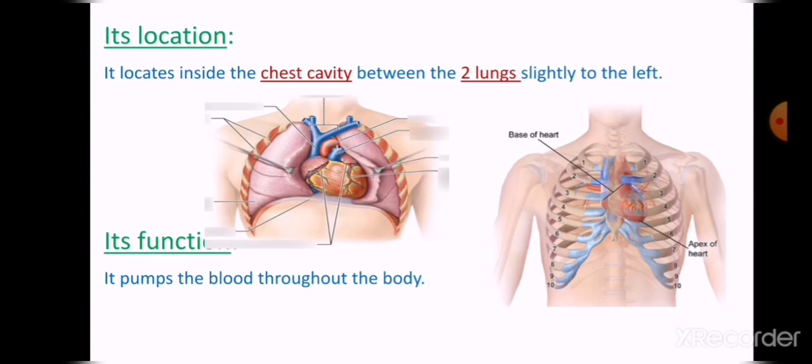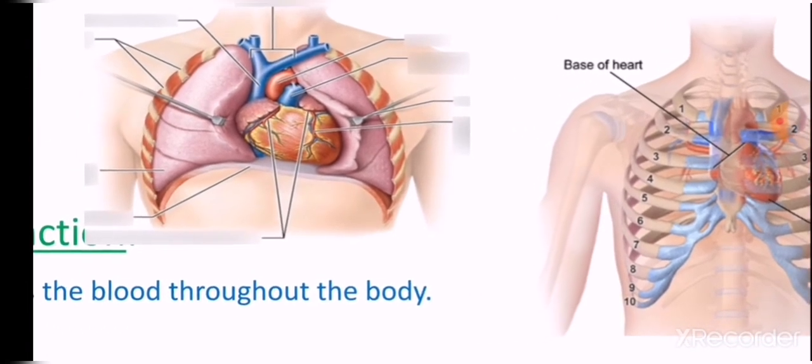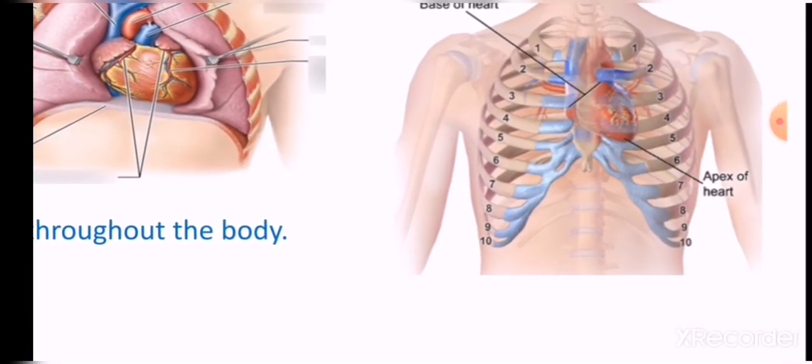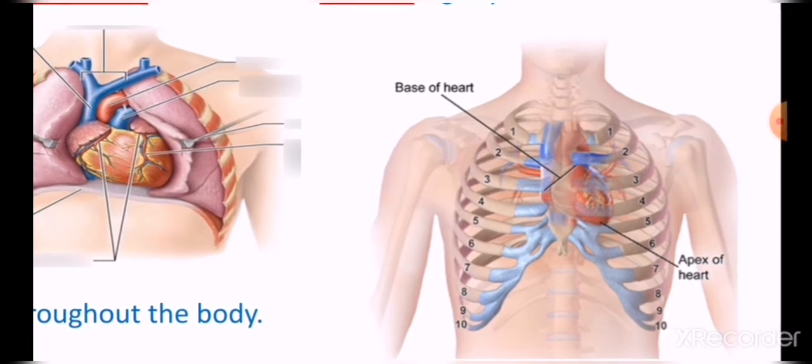Between the two lungs, like this. Your heart is located inside the chest cavity, not in the abdominal cavity. The heart is located inside the chest cavity, between the two lungs, but slightly inclined to the left.